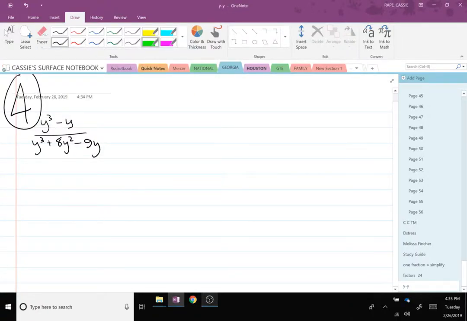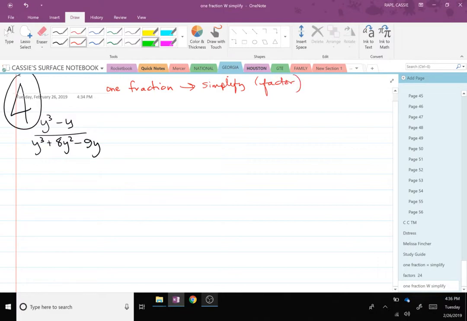Okay, you're looking at number 4 on your rationals, expression, and equations study guide. Looking at this, I want you to notice this is one fraction. There aren't two different fractions. It is a single fraction, which means it's all one rational expression, which means the only thing you might have to do is simplify.